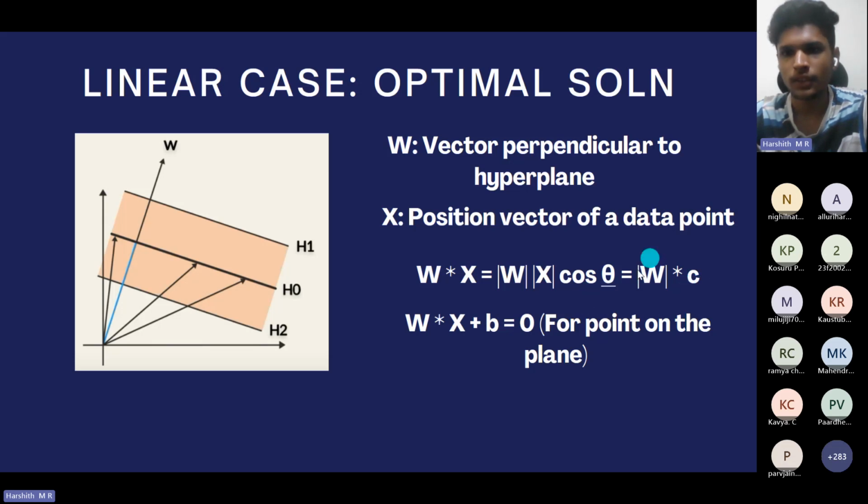When you bring this to the LHS and replace it using another variable B, you get the equation for the hyperplane. This is the equation for a point present in the hyperplane H0. So we got the equation for the hyperplane. Our main aim would be optimizing the values W and B so that we get a properly optimized line which has maximum margin.